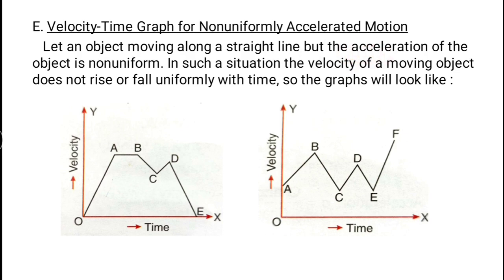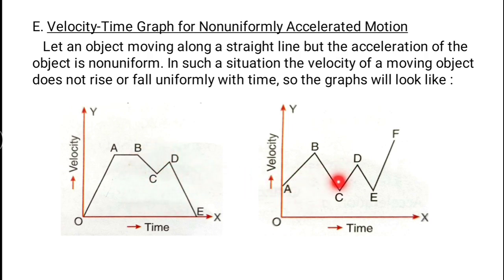Non-uniformly accelerated motion is such an accelerated motion in which the velocity is not changing at a constant rate, or we can say the velocity of a moving object does not rise or fall uniformly with time. So their graph will look like this. As you see in this graph, from point O to A, the object shows uniformly accelerated motion. But from point A to B, the object shows uniform motion. Again from point B to C, the object shows uniformly retarded motion. Again from C to D, the object shows uniformly accelerated motion. It means there is no fixed pattern.